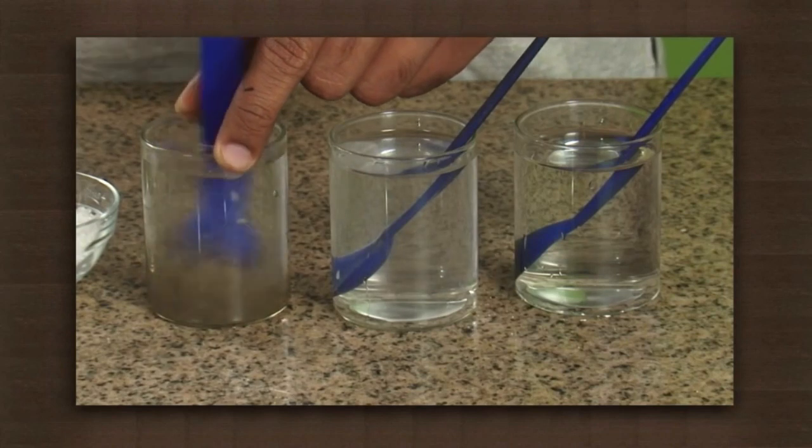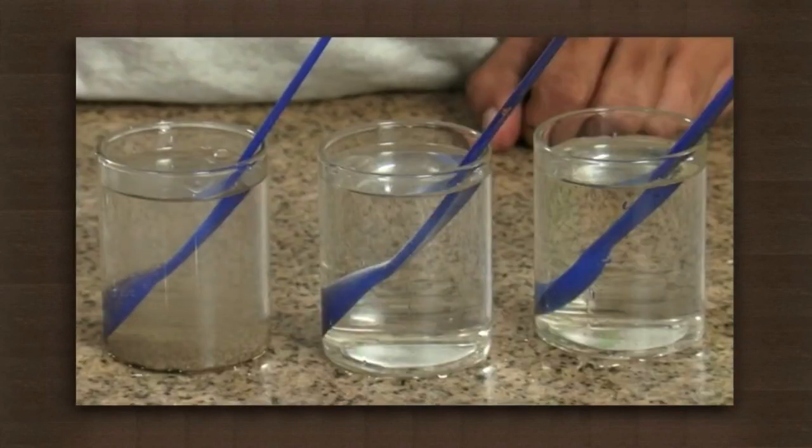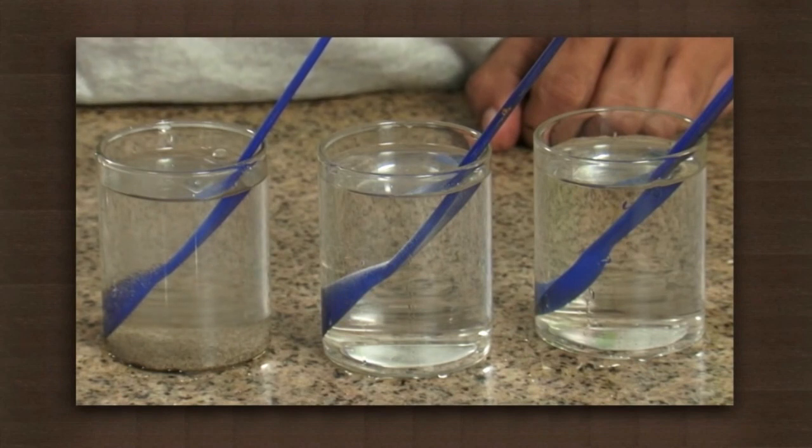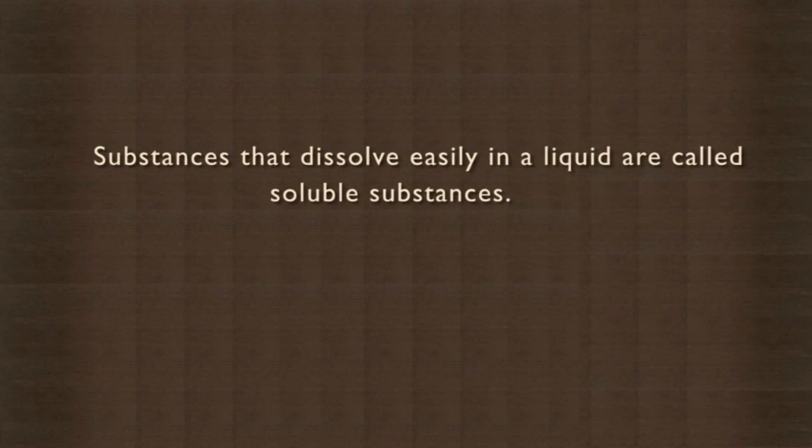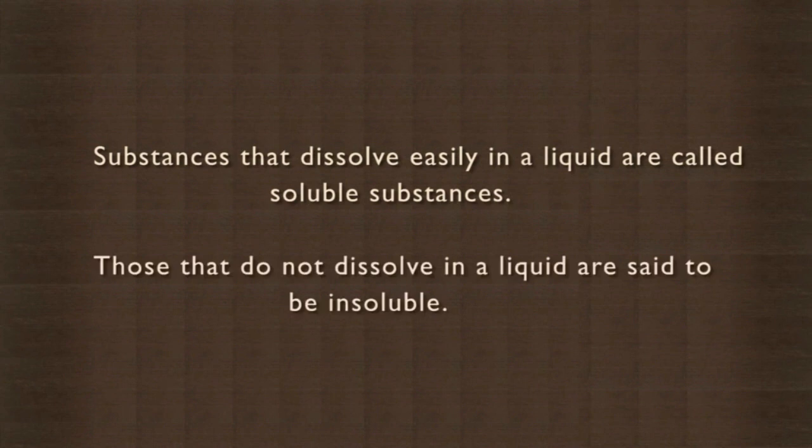But the sand never dissolves. It settles down at the bottom of the glass. That means some substances dissolve completely in liquid, but some substances will never dissolve in liquids. So we can say that a substance that dissolves in liquid easily, we call a soluble substance. But those that do not dissolve in liquid, we call an insoluble substance.